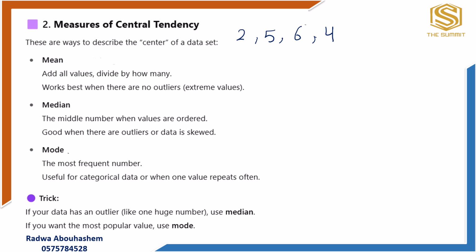Okay, let me apply the rule. Mean equals add them: 2 plus 5 plus 6 plus 4. How many values do you have? 4 values. So 17 over 4.